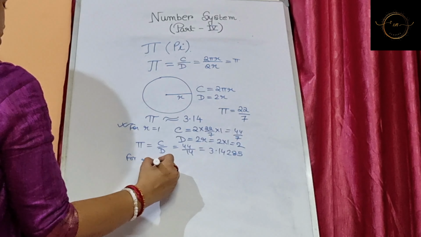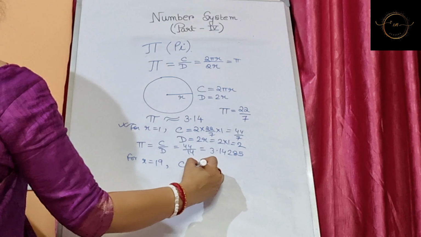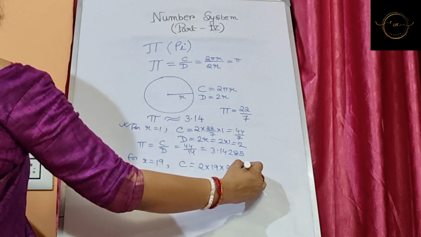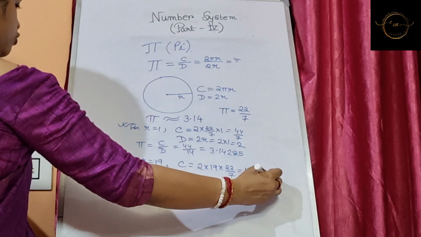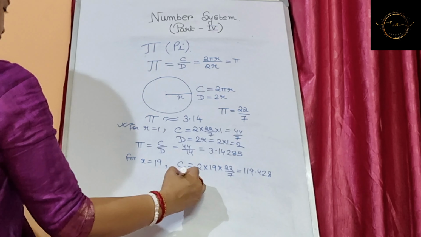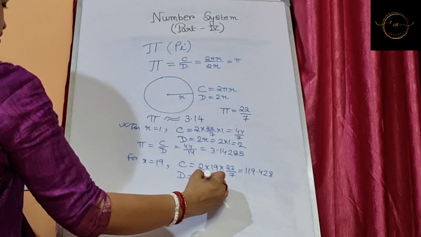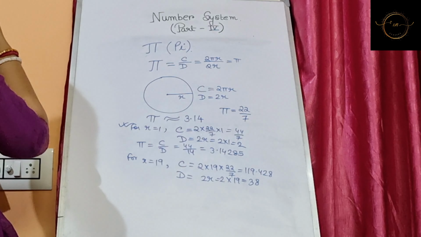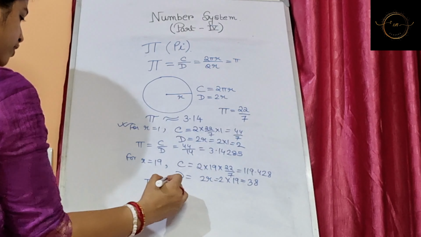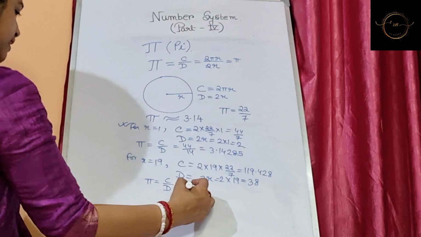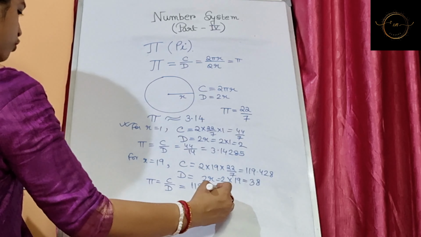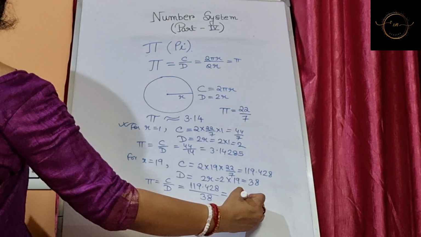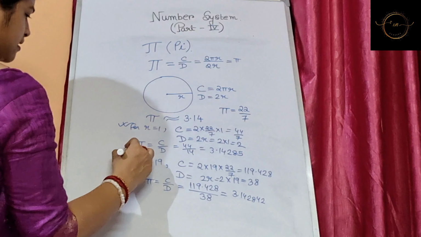If you take r equal to 19, the circumference will be equal to 2 into 19 into 22 by 7. That is coming as 119.428. You can check with calculators also. And diameter is how much? It is 2r. So 2 into 19, that is 38. So what will be the value of pi over here? Pi is equal to c by d. That is 119.428 divided by 38. And that is equal to 3.142842, somewhere like this it will go.